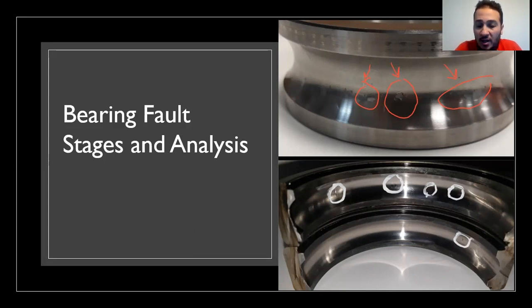I'm not talking about what happens with the inner race, the cage, the rolling element, and the outer race. I'm going to talk about the fault stages in general, and at the end I will show you a spectrum and a big view for one of the bearing faults I found before.